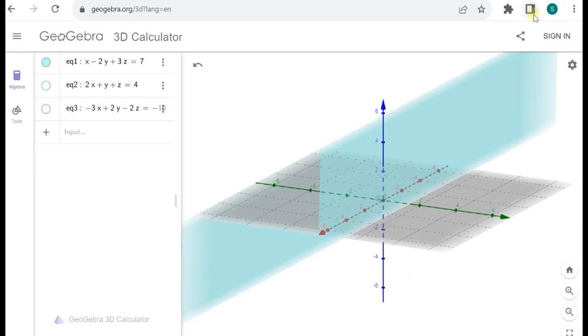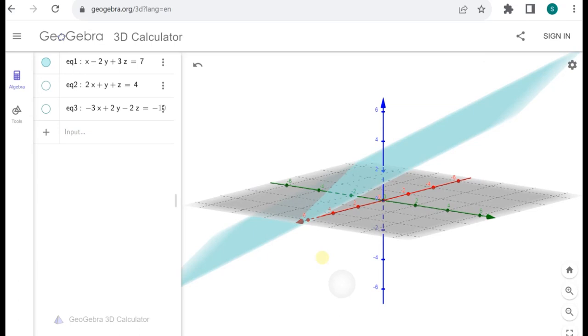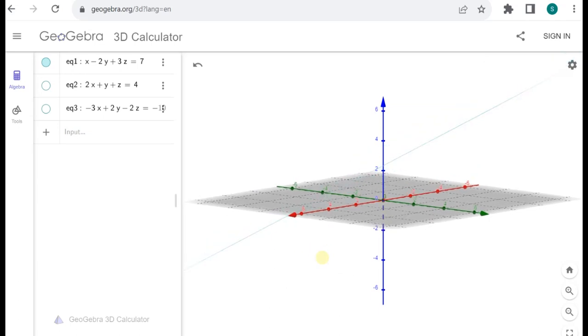You can see that this is the first equation. So when y and z are 0, x is 7, right? So that's this point right here. Right in here, x is 7. Okay, that's the point of intersection with the x-axis. See right there? This is 7.